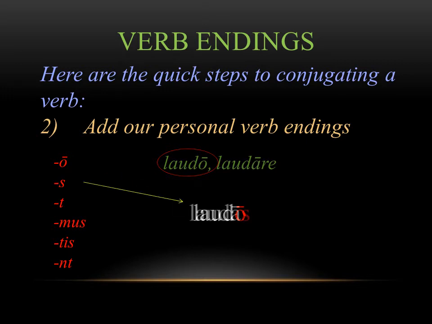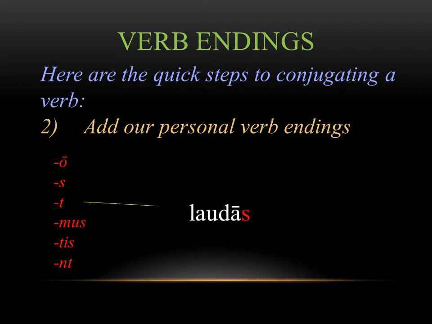So if we add an -s we get laudas, which means you praise. If we add a -t, we have laudat. Laudamus, laudatis, and finally laudant, they praise. So you can see all you're doing is adding the personal verb endings to this present stem.